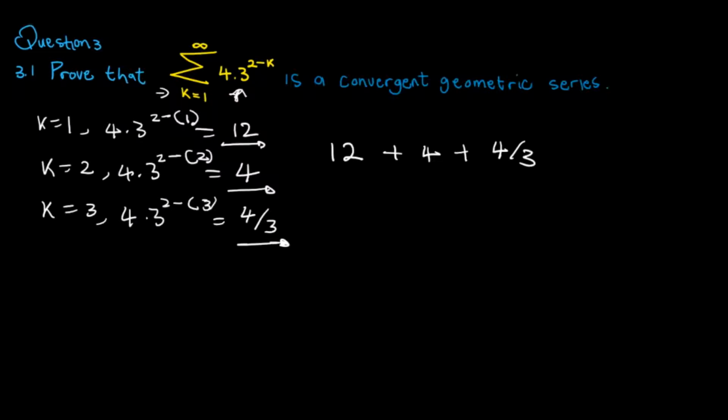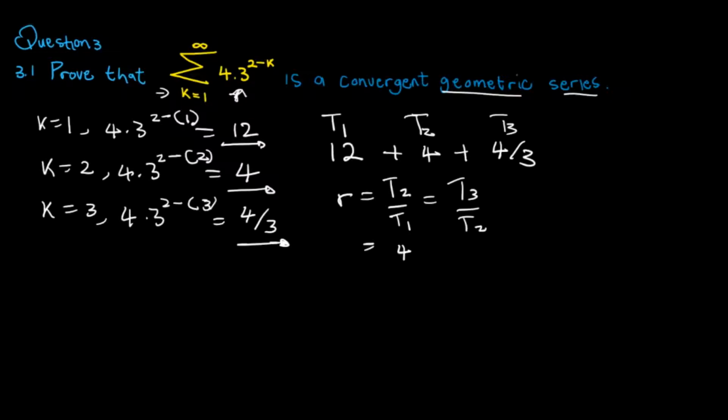So remembering that we are told that this is a geometric series. To prove that it's convergent, we have to first find the constant ratio, which is r is equal to t2 over t1, which is equal to t3 over t2. So t1 is this one here, t2 is this one here, and t3 is this one here. So t2 is 4 divided by t1, which is 12, equal to t3, which is 4 over 3, divided by t2, which is 4.